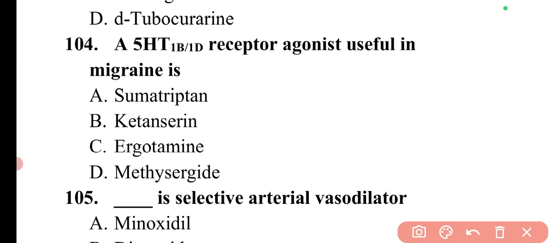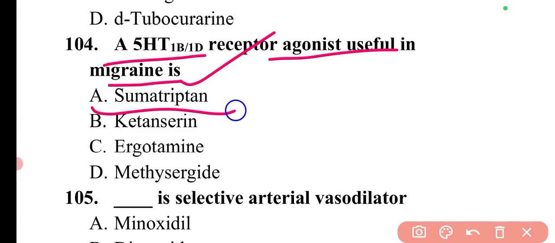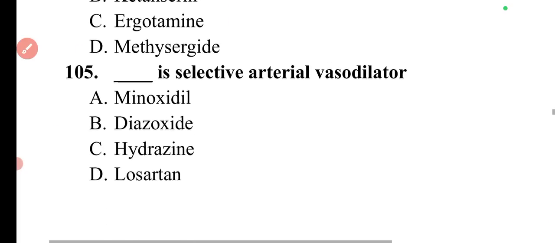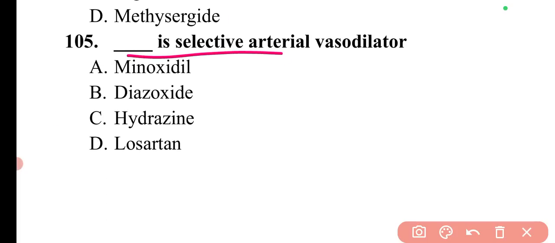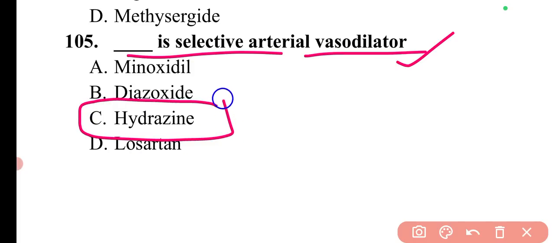Next question is, a 5-HT1B or 1D receptor agonist useful in migraine is. So this receptor agonist is useful in migraine. It includes the drug sumatriptan. So here option A is the correct answer. The next question is, dash is selective arterial vasodilator. So the selective arterial vasodilator is hydralazine. So here option C will be the correct answer.